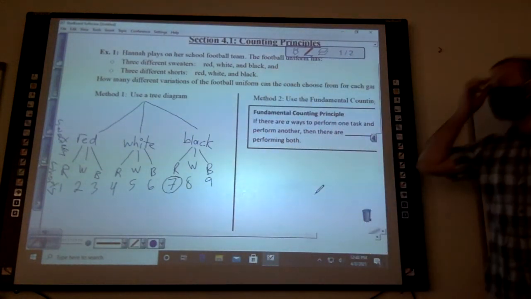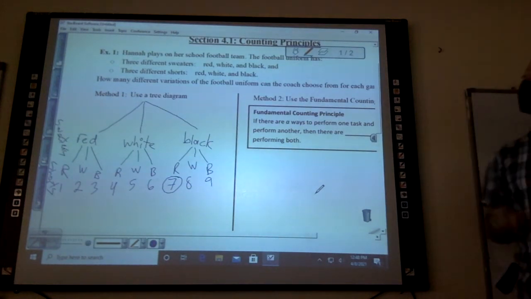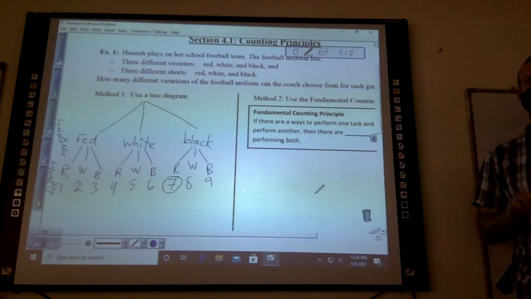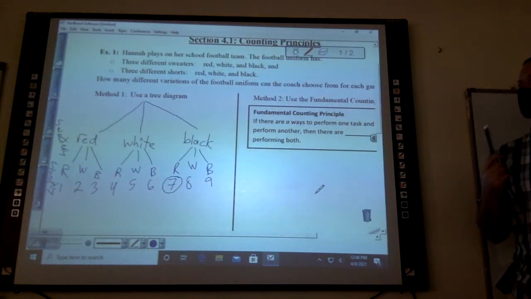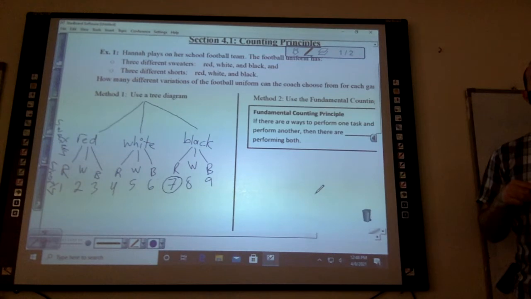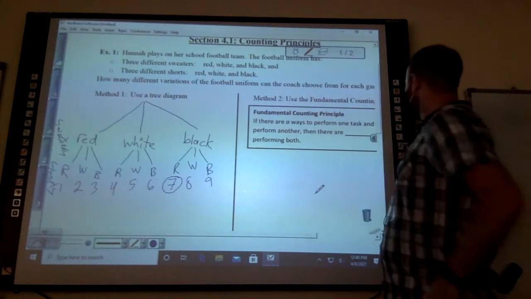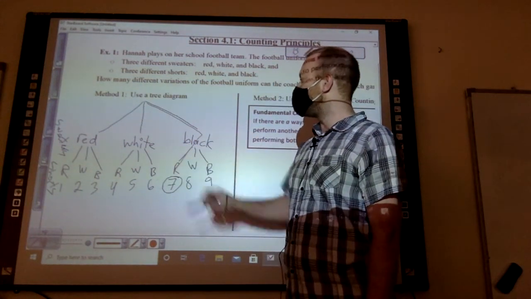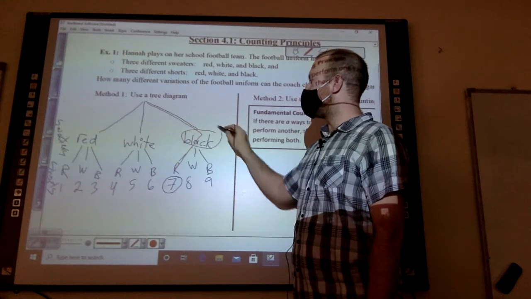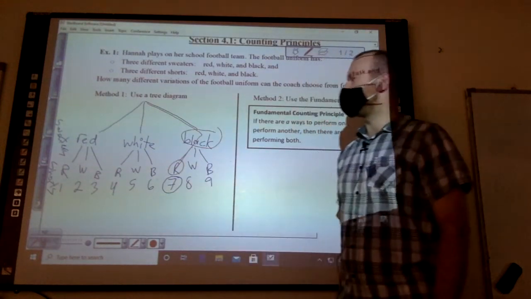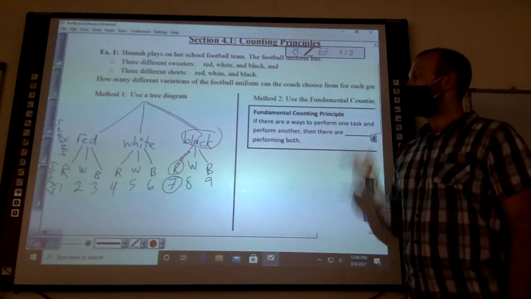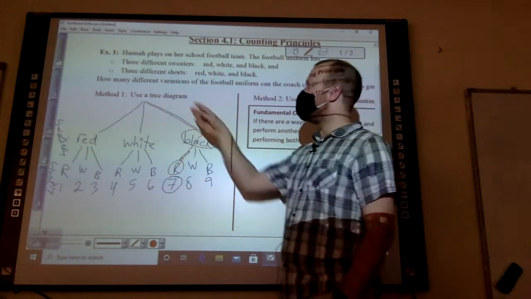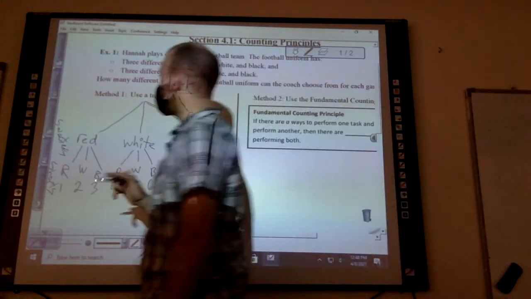What would option 7 tell you about the color of sweater that you picked? It's going to be black. How'd you figure that out? Yeah, so option 7 follows this path. I went here, and then I went here. So I've got a black sweater and I've got red shorts. So that's how you read your tree diagram. You follow a branch down to get your option.